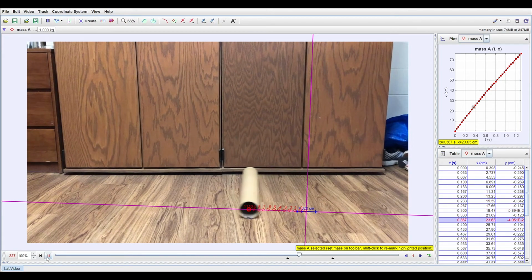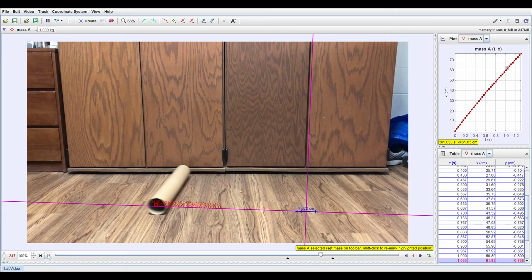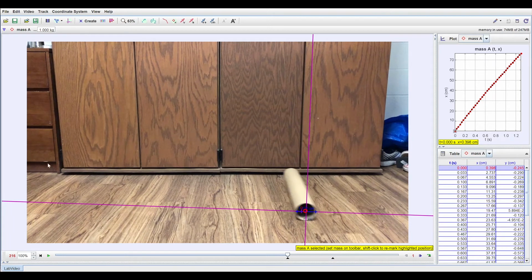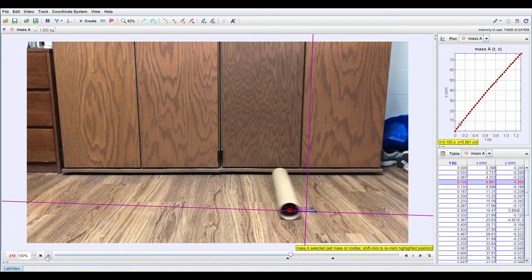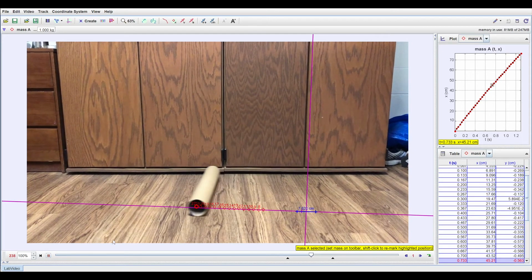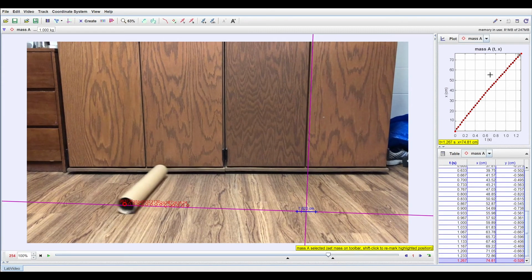In this video, you see the cardboard cylinder rolling across the floor at a constant velocity. The plus x-axis is to the left, and on the right of your screen, you should be able to see a graphical data view as well as a table of time against displacement.